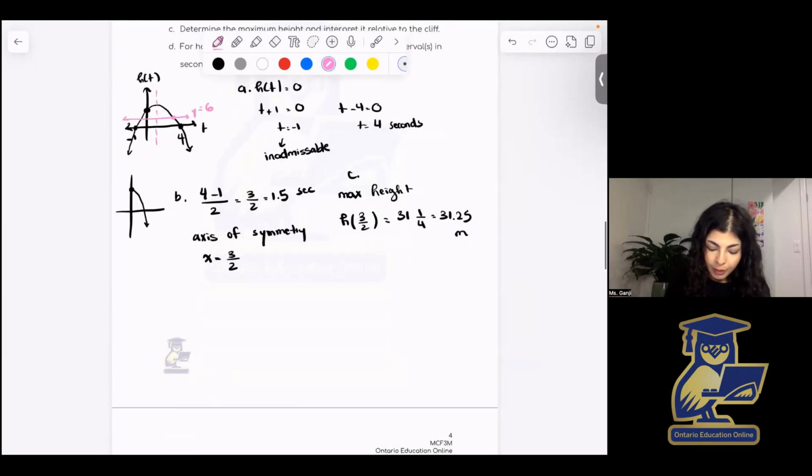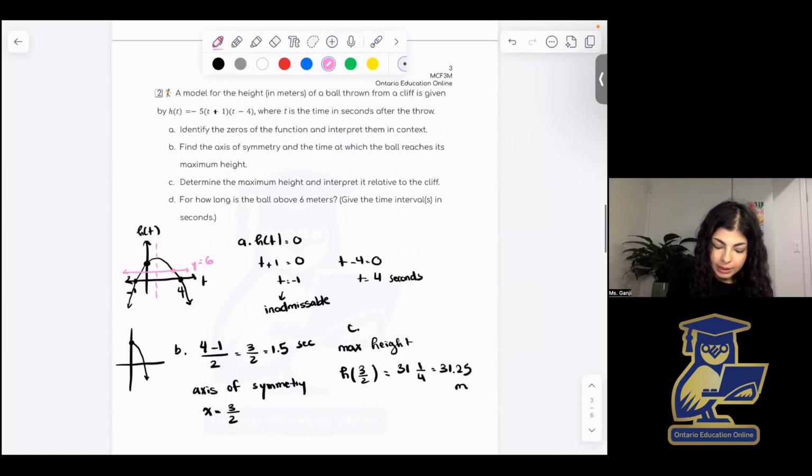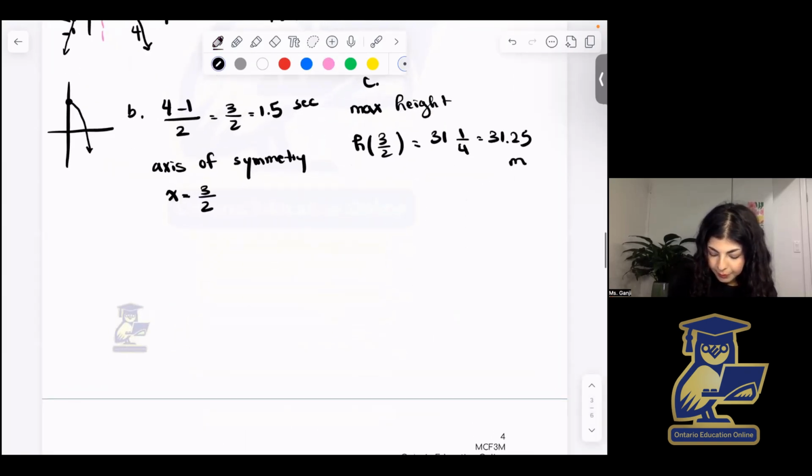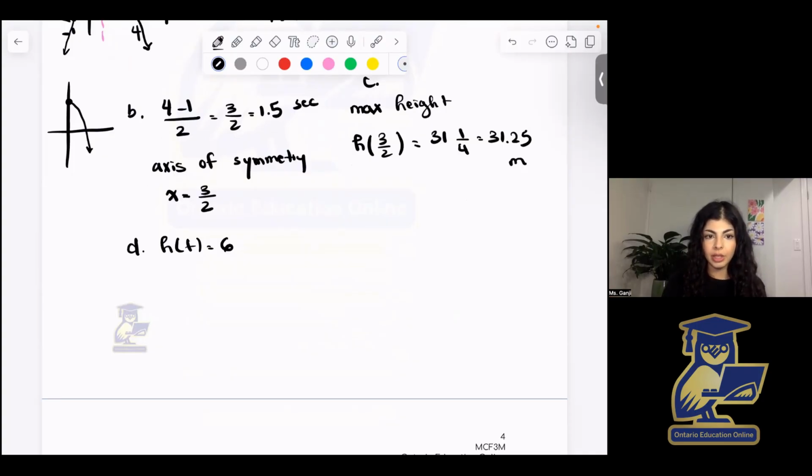So I will set h of t as equal to 6. And here you're just solving for the equation. So I'll give you a bit of time to try this and then come back and check your answer.